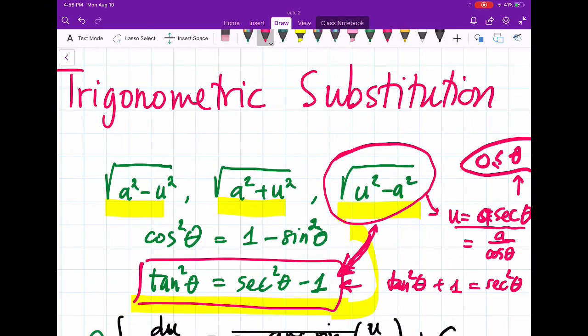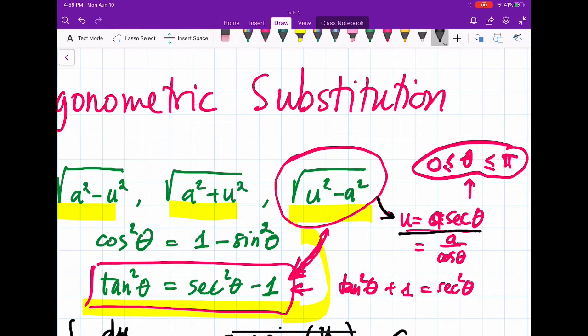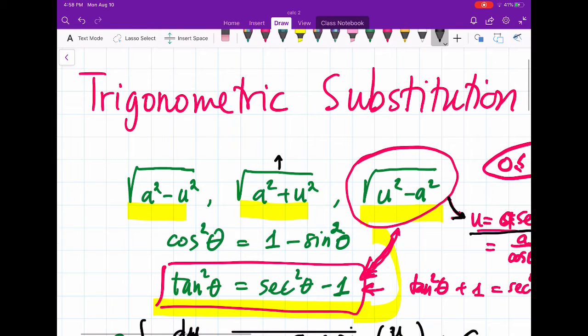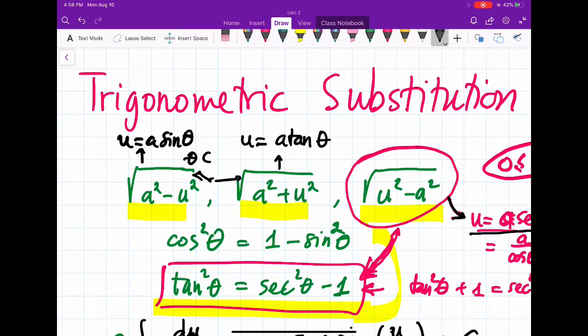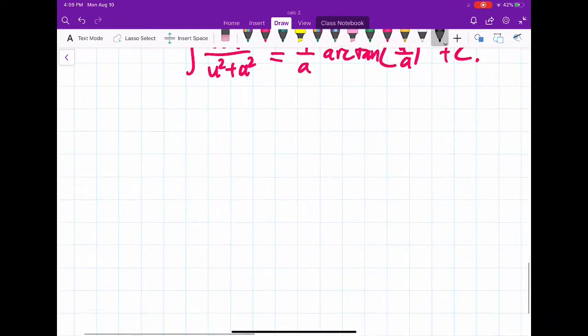All right, so I think we are ready with the three forms here, right? So let's summarize before we move to detailed examples. For this form, you have u equal to a sec theta, and theta is between 0 and pi. For this one, you have u equal to a tan theta, and for this you have u equal to a sin theta. For these two cases, theta is between negative pi over 2 and pi over 2.